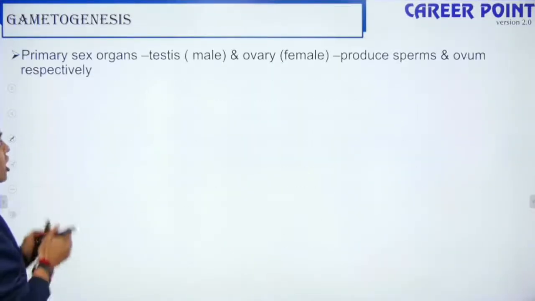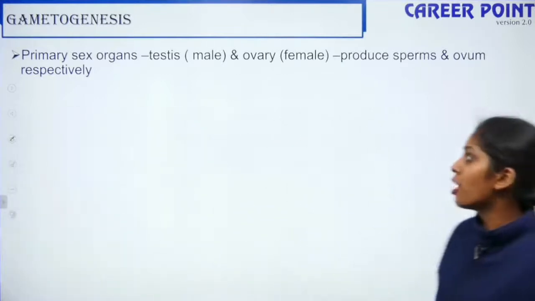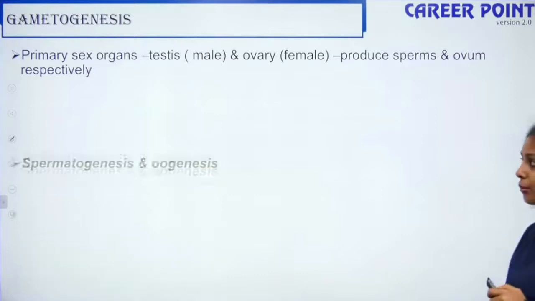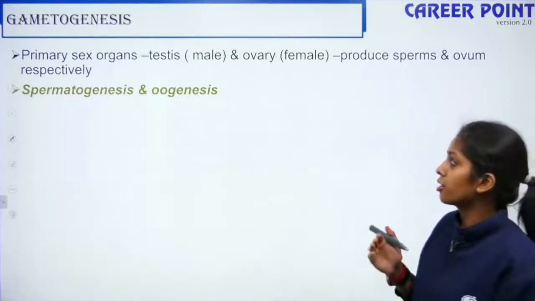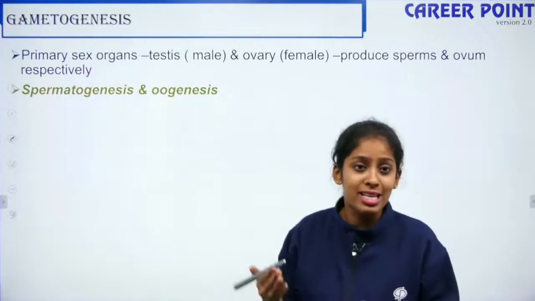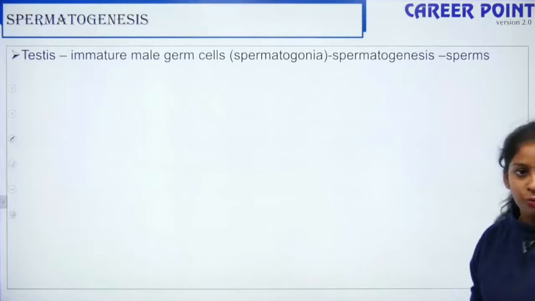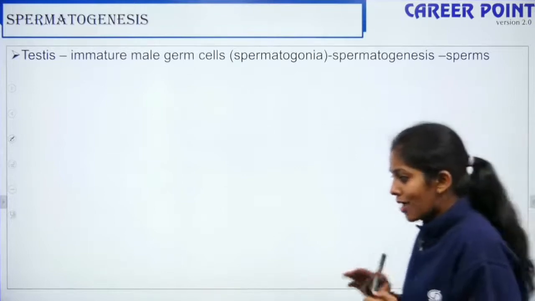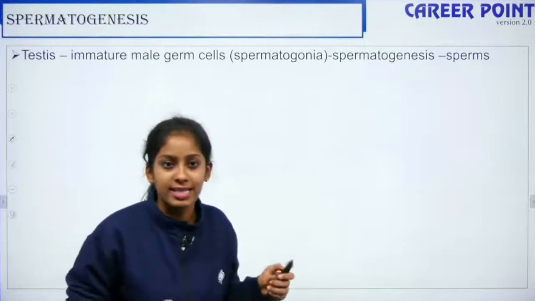Primary sex organs are testes in the male and ovary in the female. They produce sperms and ovums respectively, right? The process of production of sperms is spermatogenesis, and the process of production of eggs is oogenesis. So we're going to talk about spermatogenesis now. When we were talking about the male reproductive system, the primary sex organ referred to the testes, right?